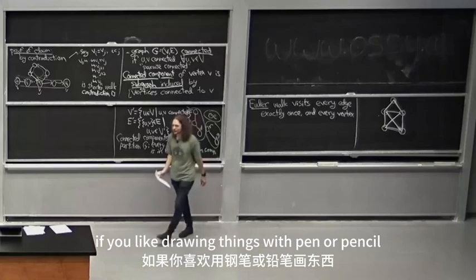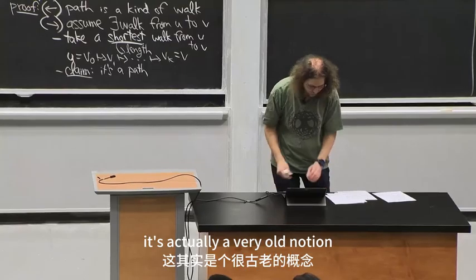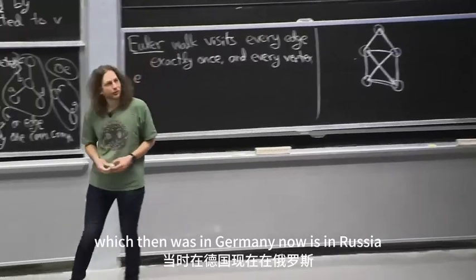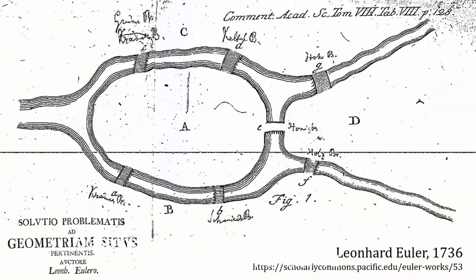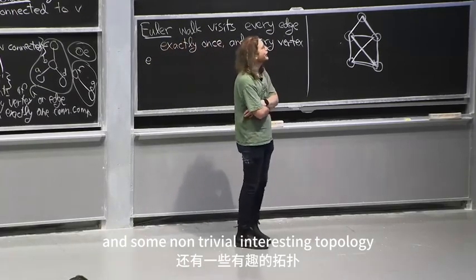If you like drawing things with pen or pencil, or stylus, whatever. It's actually a very old notion. It goes back to Euler, unsurprisingly, this guy Leonhard Euler, who you know from the number e. That's e for Euler. In 1736, he drew this rather beautiful diagram of some islands and bridges in Königsberg, which then was in Germany, now is in Russia. The city is famous for very beautiful bridges, as many cities are. But this one has a lot of them and some non-trivial, interesting topology.